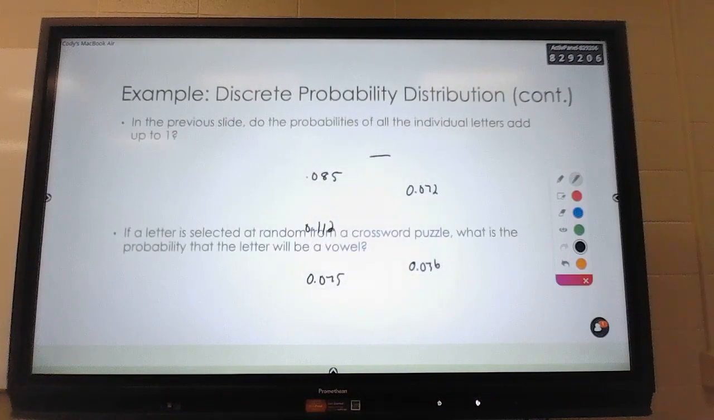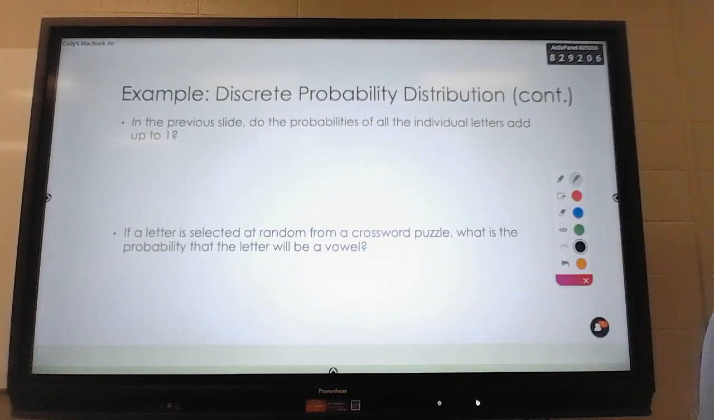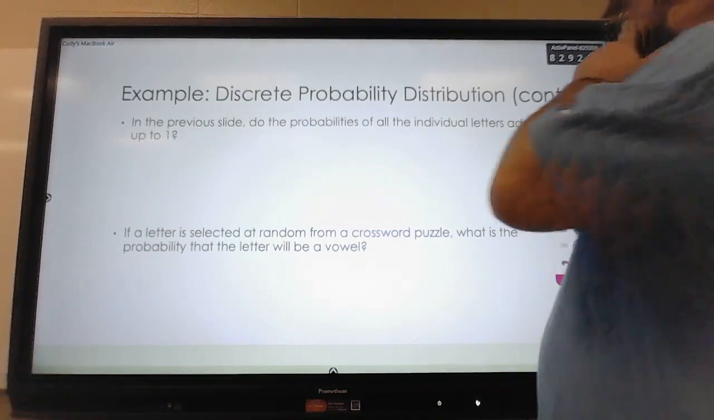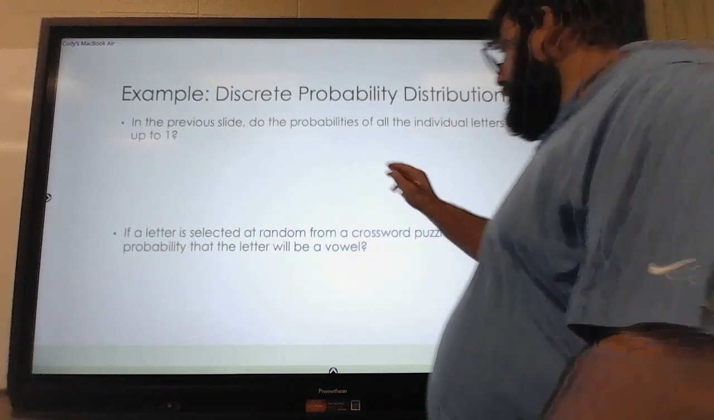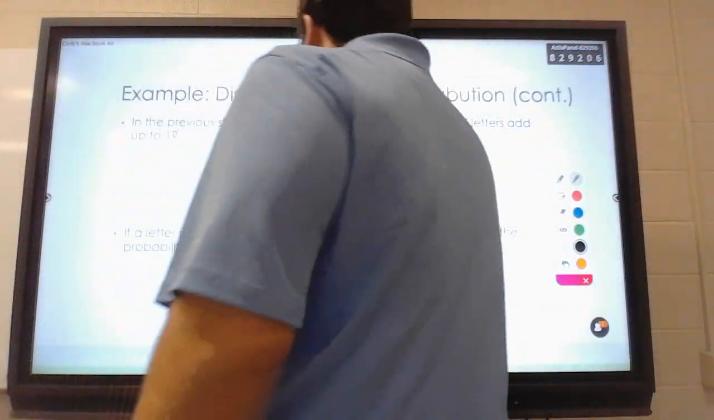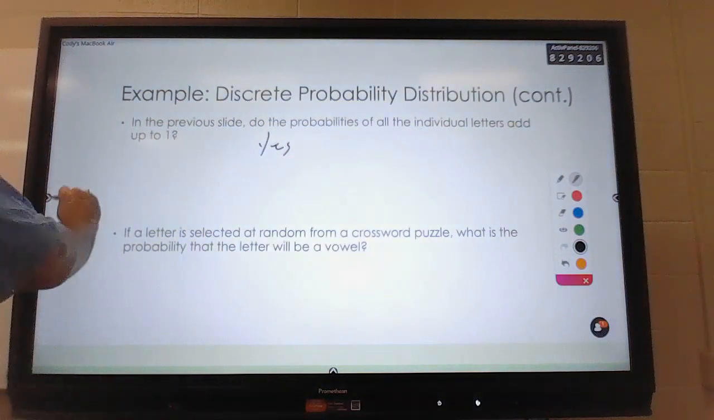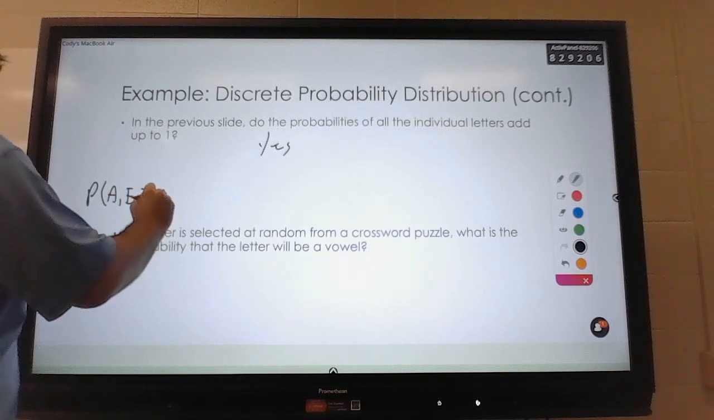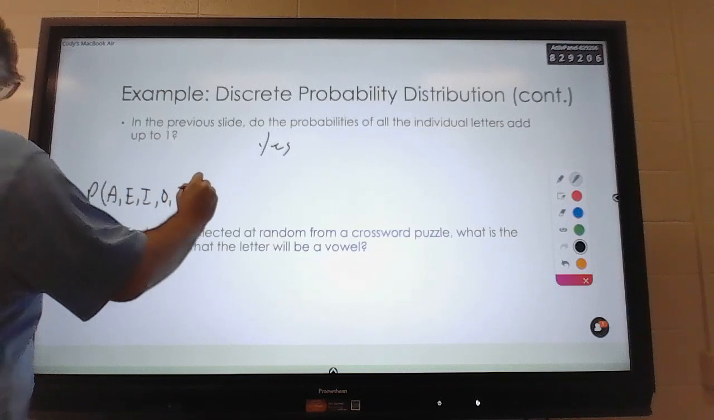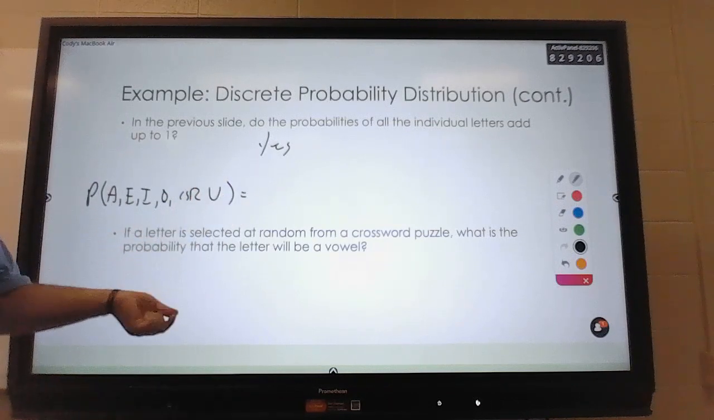All right, so if a letter is selected at random from a crossword puzzle, what is the probability that that letter will be a vowel? Okay, so we're looking at the probability. I'm going to use the rest of the space for this question. If a letter is selected at random, what is the probability that I choose an A, an E, an I, an O, or a U? Now I'm selecting one random letter.